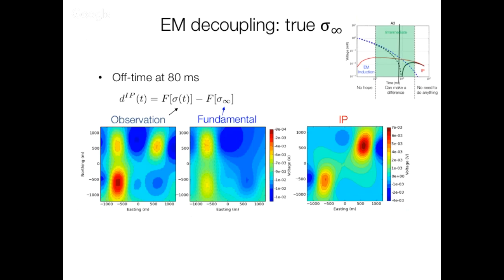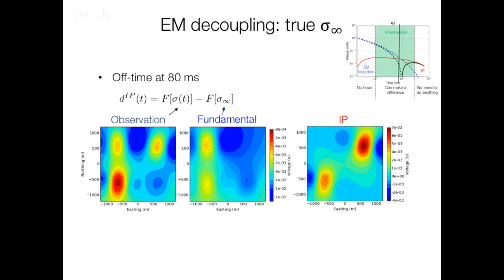So now we're going to see what one could do from the point of view of EM decoupling, and we'll look at 80 milliseconds. So here's the observation. Here's the fundamental that is from the true sigma infinity. So now we do know what the true conductivity is in the synthetic. If we subtract that, then we end up with this as the IP data. That's as good as we could possibly do. That is the exact answer from a synthetic viewpoint.